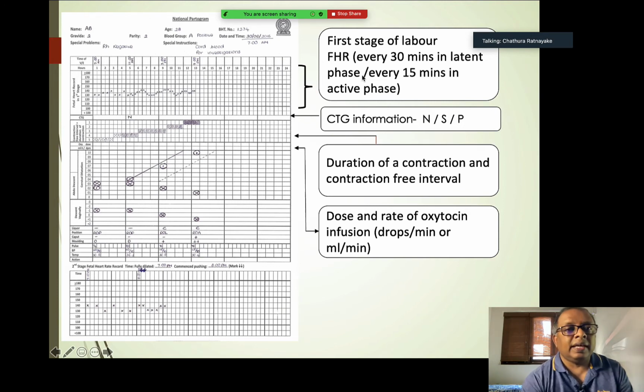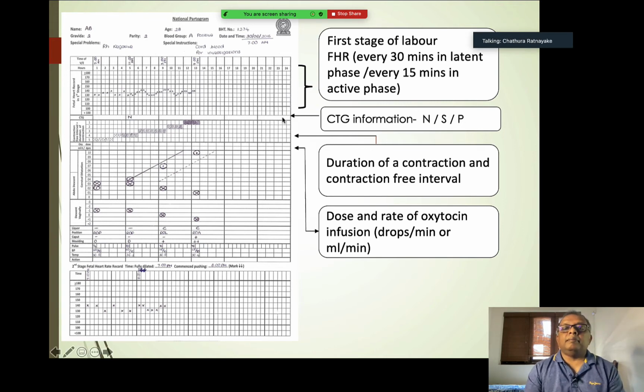Now, in the first stage of the labor, usually we mark the fetal heart rate every half an hour, every 30 minutes. In the latent phase it is every half an hour, in the active phase it is every 15 minutes. When it comes to the second stage, it is after each contraction, or minimum every 5 minutes, but better to auscultate after contraction.